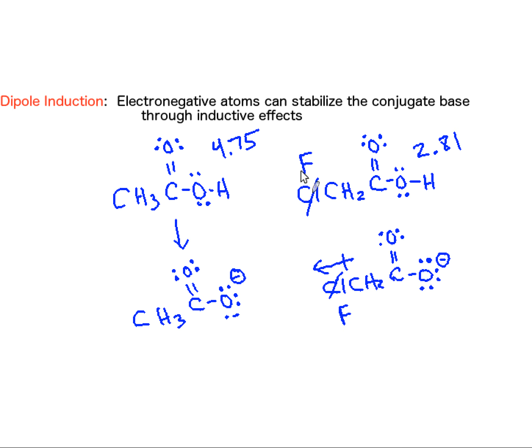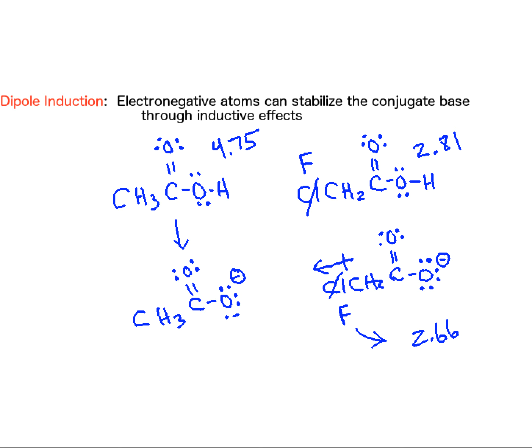If we substituted the chlorine for a fluorine, would that make it an even better acid or not so good? Well, fluorine's even more electronegative than chlorine, so it would do a better job of drawing that negative charge throughout the molecule through inductive effects. So if we have a fluorinated acetic acid, we're a little better. We're at 2.66, a little more acidic than the chlorinated version.